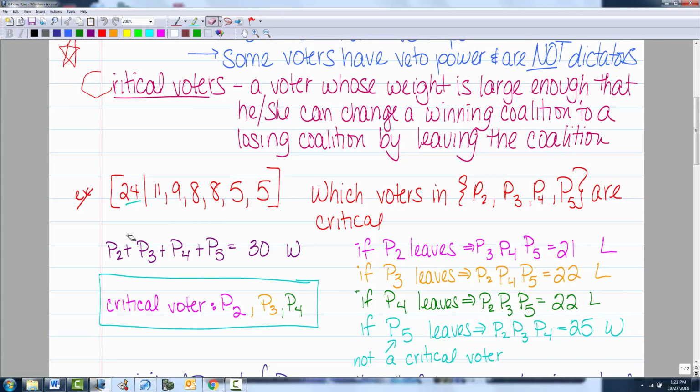Well, what that means is, what happens if you take one out? What if you take P2 out? By the way, this is P1, P2, P3, 4, 5, 6. So P2 through 5, we're looking at. You take P2 out, and you only have 3, 4, and 5. That's 8 plus 5, which is 21.